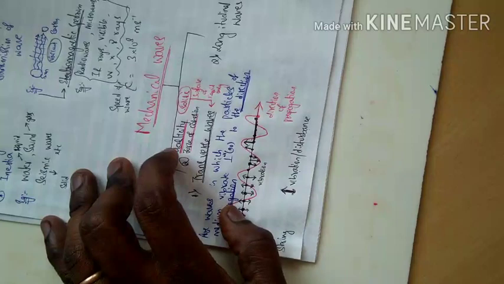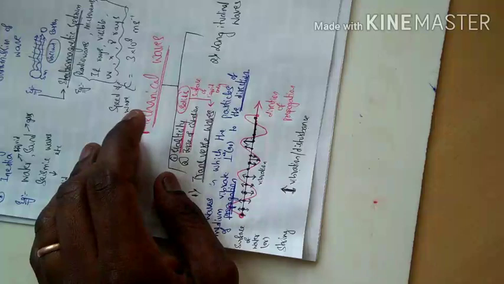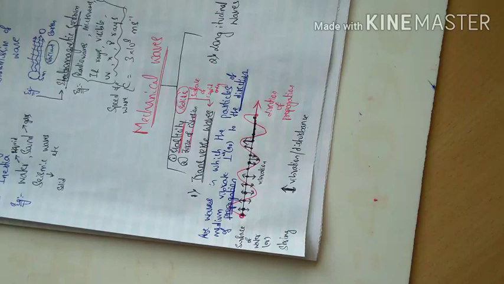Elasticity: solids are more elastic. Then all the solids give rise to what kind of wave? Transverse wave. And the surface of liquids only gives rise to what kind of wave? That is nothing but a transverse wave. What is it? A transverse wave.